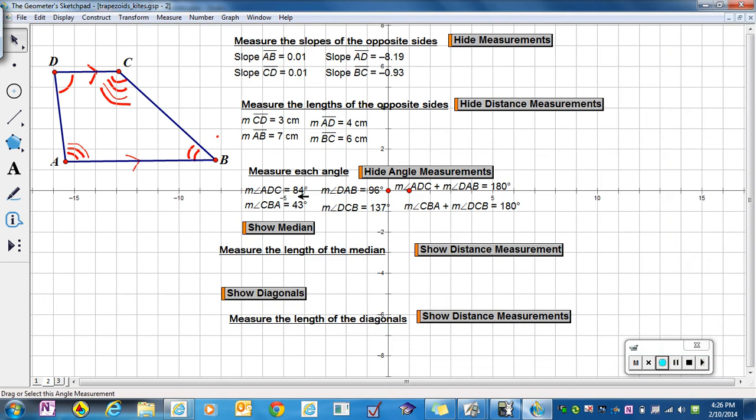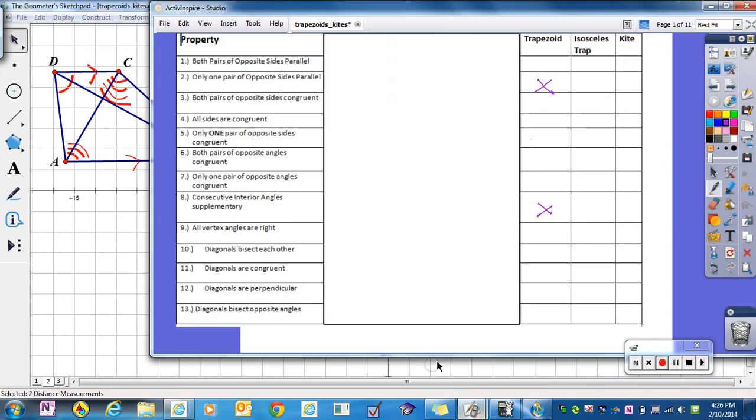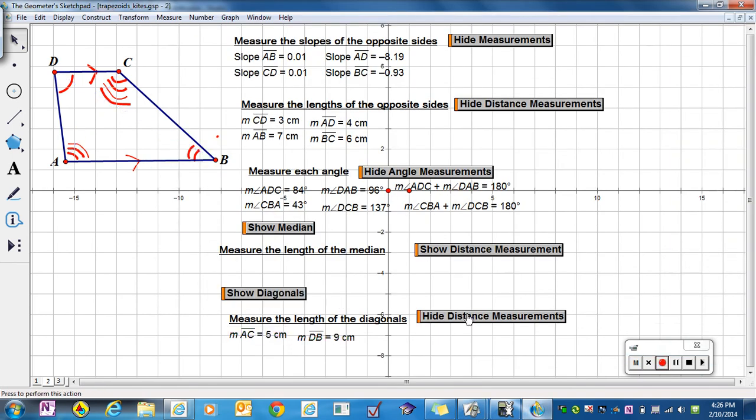Alright, let's look at the other special things. Let's skip the median for a second and go down to the diagonals. So here are my two diagonals, and if I measure the distance of them, my diagonals are not congruent to each other in a regular trapezoid. So I'm still only going to have these two things checked off because there's nothing else special going on with my diagonals.